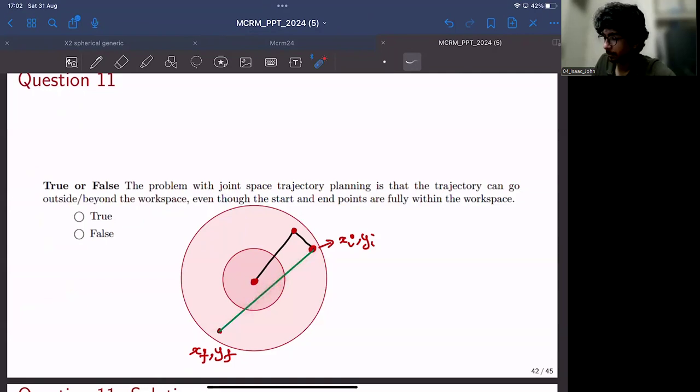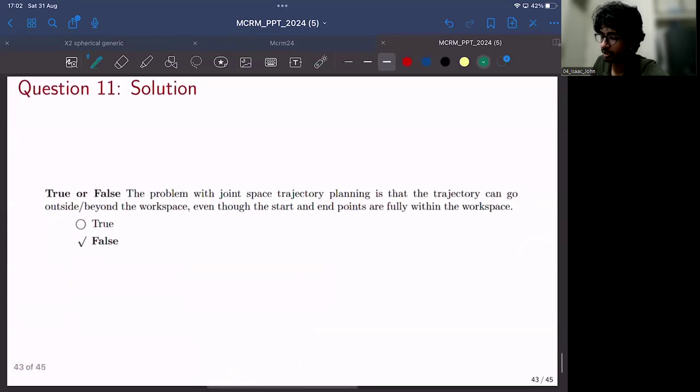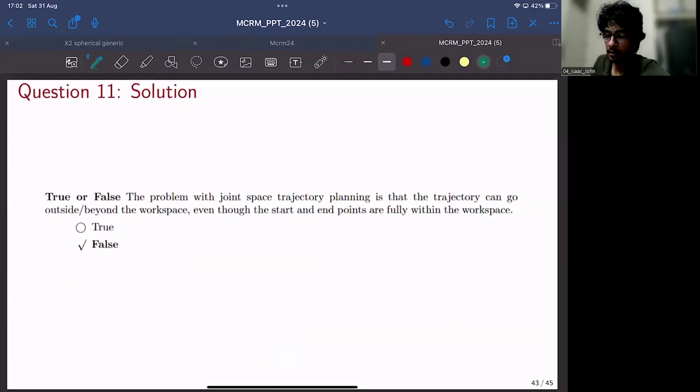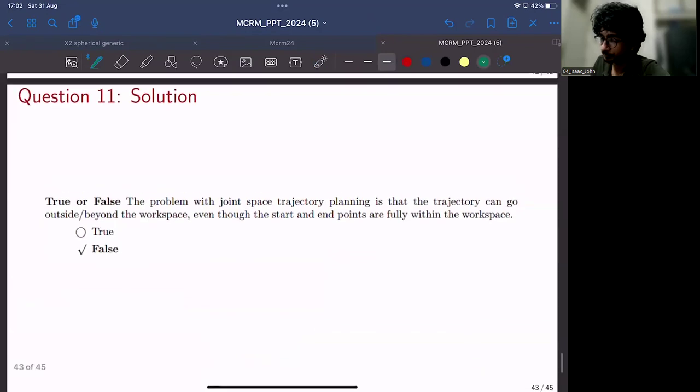Right? So this is actually a problem with task space trajectory planning, not joint space trajectory planning. So I think this entire statement is false because it only applies to task space, not to joint space. I hope that is clear.